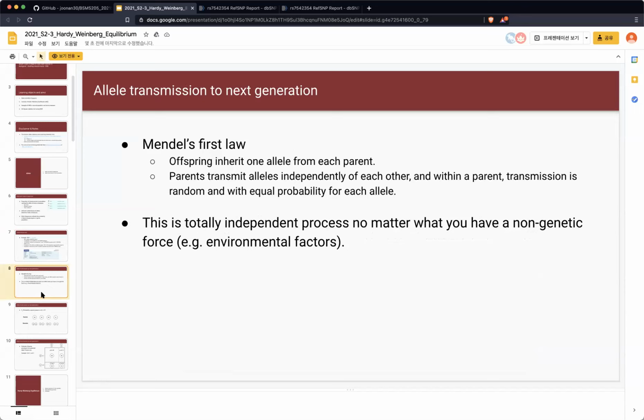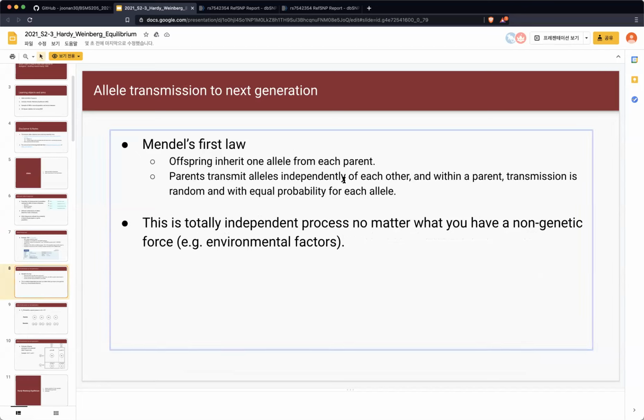Okay, so allele transmission to the next generation. Allele transmission obviously follows Mendel's first law. So offspring inherit one allele from each parent, right? And parents transmit alleles independently of each other. What that means is the father's transmission of one allele and the mother's transmission of one allele are totally independent of each other. There is no way these two processes can interact, right? So this is a totally randomized and independent process.